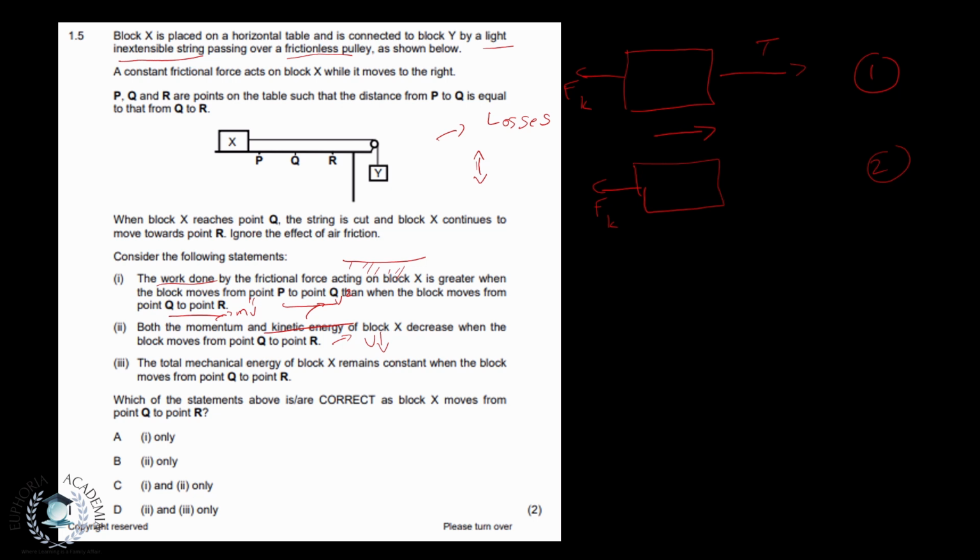The block isn't going up or down, it's still on the same horizontal surface, but yet our velocity decreases, which means our kinetic energy decreases, but our potential energy stays the same. So we're not going to have the same mechanical energy. So after all that me yapping, we can see that the only correct answer is B.